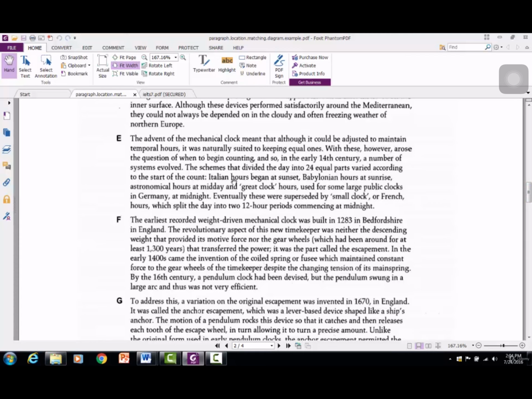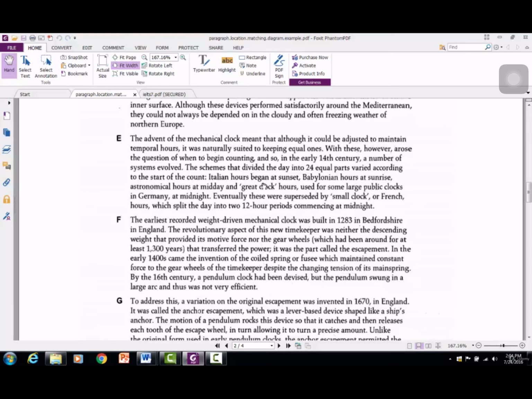So the sentence says, Italian hours begin at sunset, Babylonian hours at sunrise, astronomical hours at midday, and great clock hours used for some large public clocks in Germany at midnight. Eventually, these were superseded by small clock or French hours, which split the day into two 12-hour periods, commencing at midnight. Also, what's helpful, this is really important, everyone wants to listen.